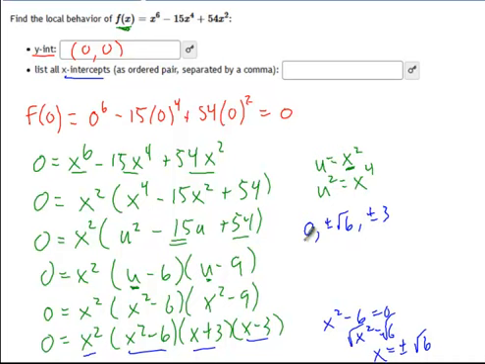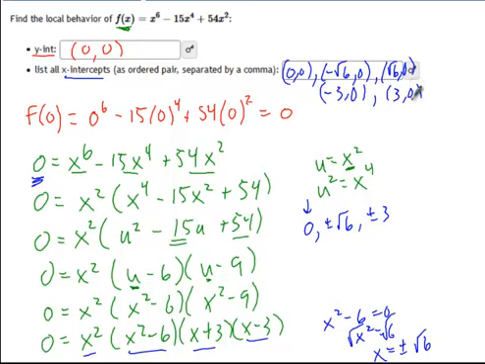Remember, our y values are 0, so we're going to plug in our x coordinates: 0, 0; -root 6, 0; and +root 6, 0; and then -3, 0; and +3, 0. So all of those would be your solutions for the x-intercepts.